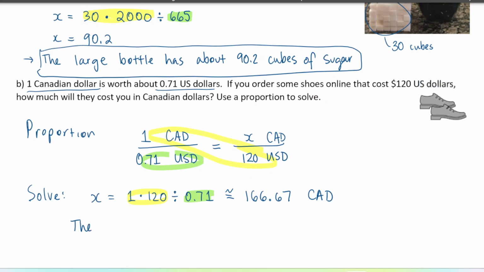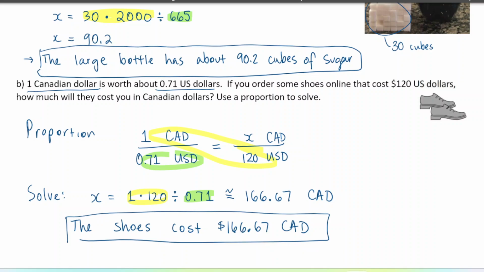So the shoes, I'm going to write a little sentence here, cost 166.67 Canadian dollars. All right. So again, the steps for all of these questions are set up your proportion. It's important that you keep consistent with the units matching. So if you have Canadian dollars on the top in one side, you've got to have Canadian dollars on the top on the other side. And then you want to solve using either making equivalent fractions or by cross multiply. That is the end of the lesson.